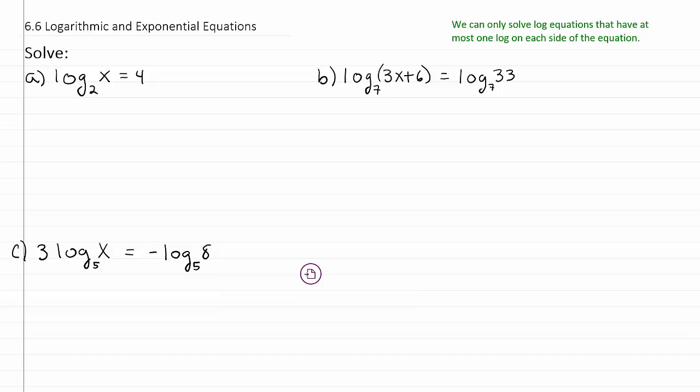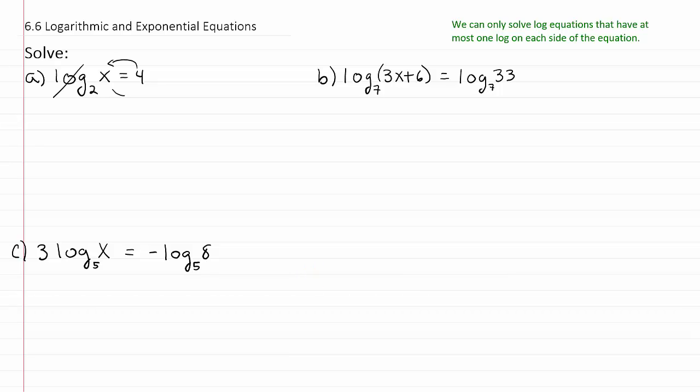Solve. For example A, we have log of x base 2 is equal to 4. So when you're dealing with an equation like this that has just one logarithm on the left-hand side or right-hand side and then a constant on the other, all you have to do is write it in exponential form. So you're going to drop the log and switch the two positions that are here.